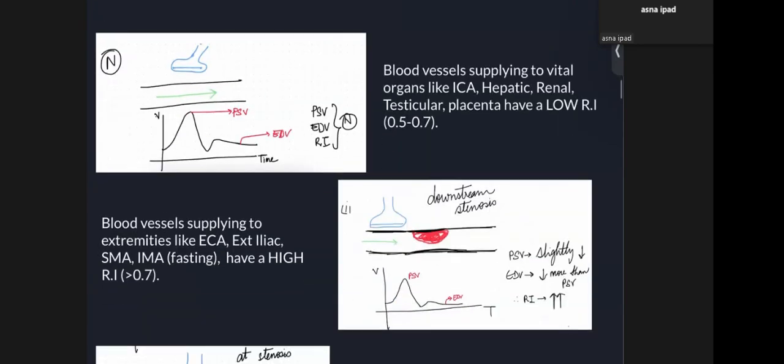So basically, in this example, you can see a normal blood vessel without any stenosis. I'm just explaining what is RI. So we get a normal, good curve, a nice PSV and nice EDV with a normal RI.